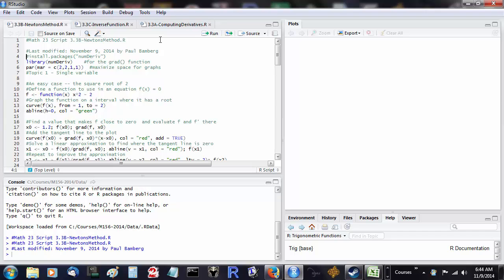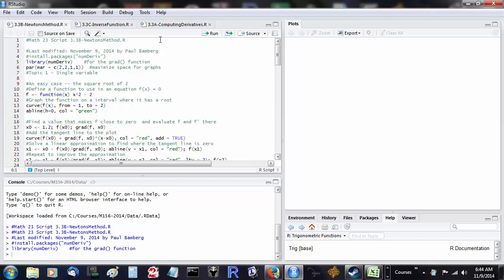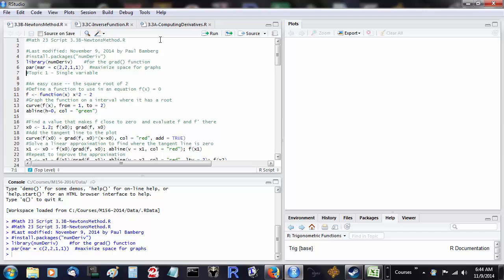If you haven't already done so, install the numDeriv package. In any event, we need to call the library function to make our differentiation functions available, and we might as well, while we're at it, maximize the space on the screen for drawing graphs by putting on some narrow margins.